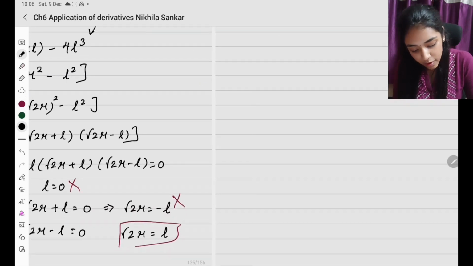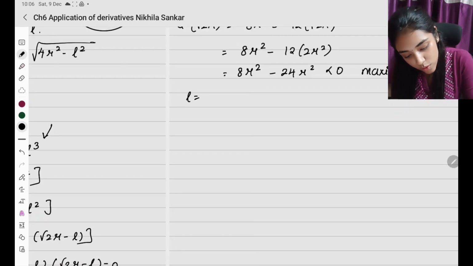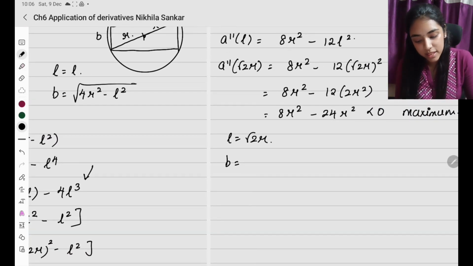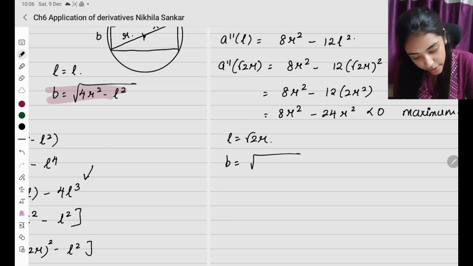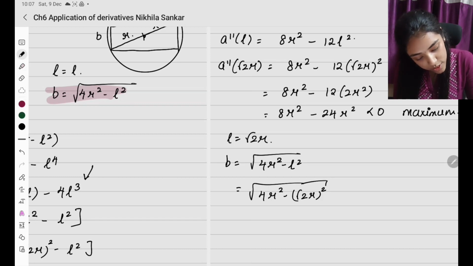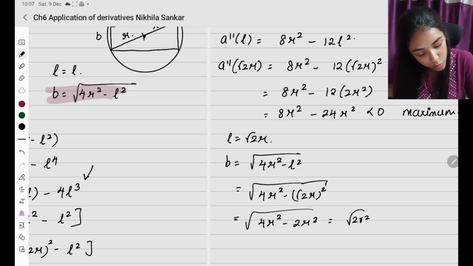So from this I found out that my length is going to be root 2R. Length is going to be root 2R. I need to find what my breadth is from this relation. You see here B. You see here this relation. So it is going to be B equals square root of 4R square minus L square. So when I substitute the value, I have 4R square minus root 2R the whole square. So when I simplify, I have 4R square minus 2R square. This is going to be root of 2R square.